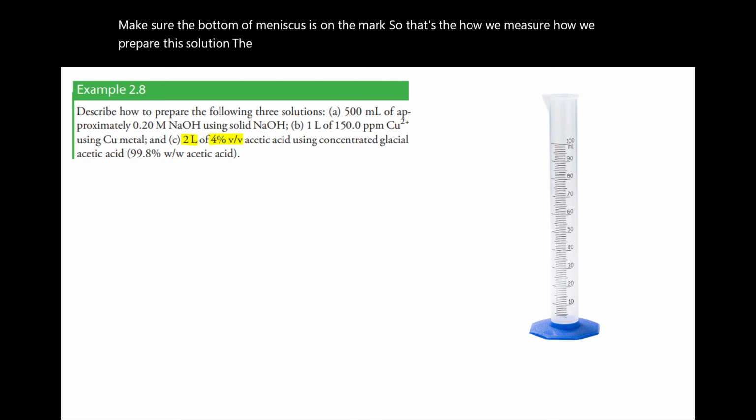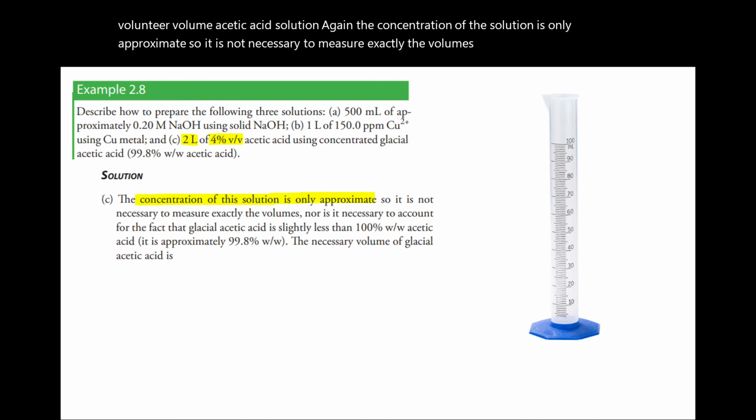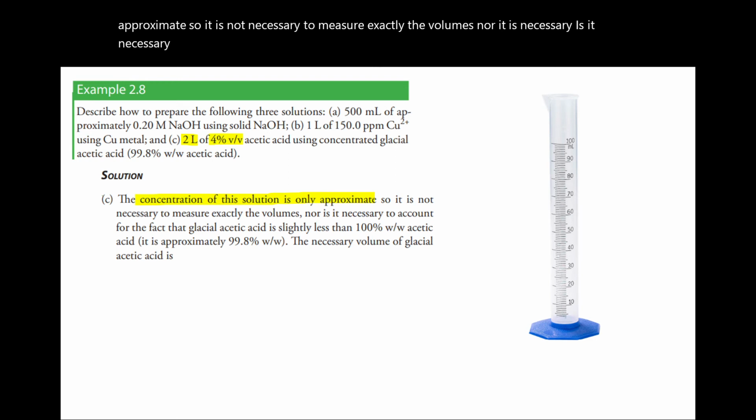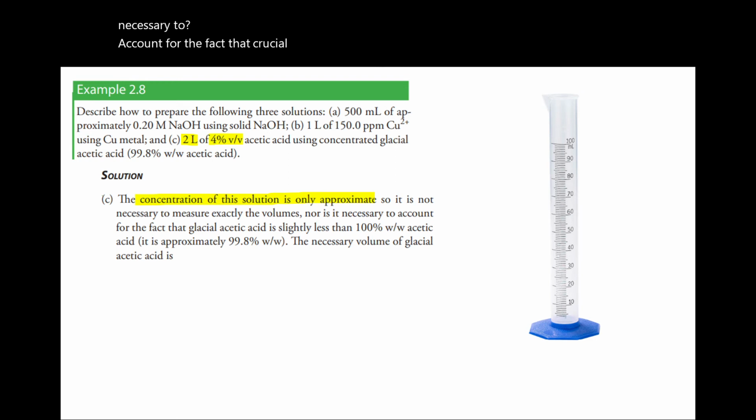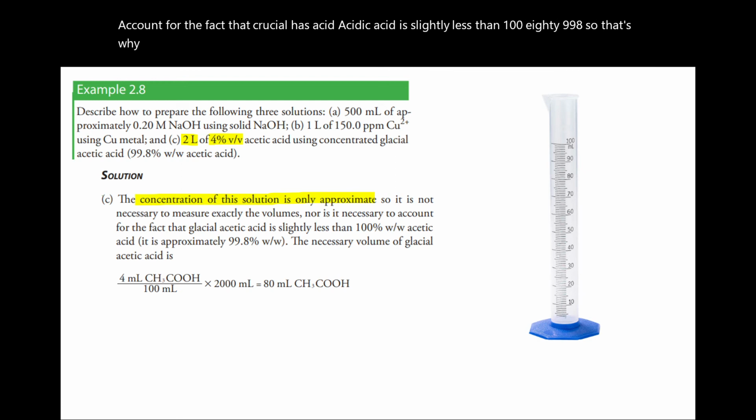The third solution is 2 liters. We want to make 2 liters of 4% volume per volume acetic acid solution. Again, the concentration of this solution is only approximate, so it is not necessary to measure the volumes exactly, nor is it necessary to account for the fact that glacial acetic acid is slightly less than 100%. It is 99.8%. So 4% means 4 milliliters acetic acid in 100 ml of solution.